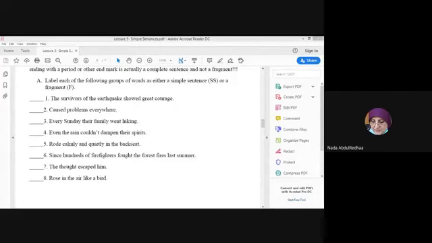Number 4: "Even the rain couldn't dampen their spirits." Who's going to answer? Yes, Muhammad. The rain is the subject, and couldn't is the verb, so it's a simple sentence. Couldn't is the verb? Is couldn't the main verb, Muhammad?